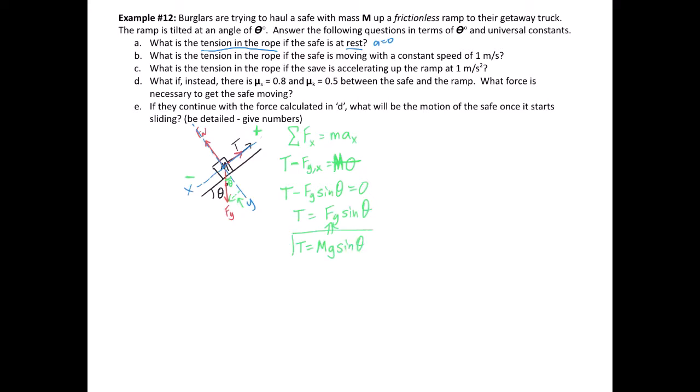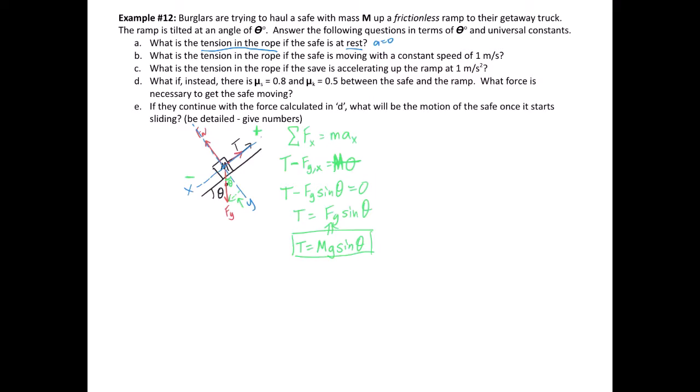That's the answer to letter A right there: if it is at rest with no friction, remember we've got no friction here, then the tension needs to be equal to mg sine theta. Otherwise, the block will slide down the ramp. If you have more than that, it'll accelerate up the ramp.